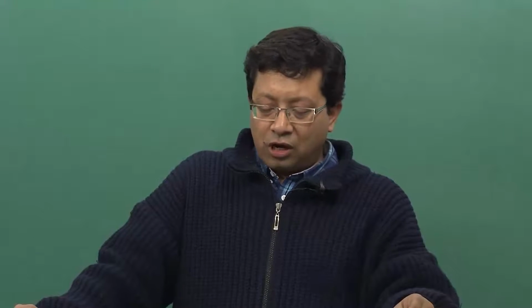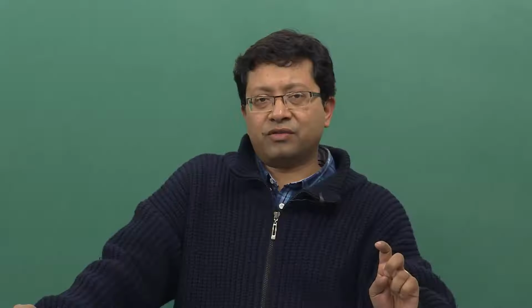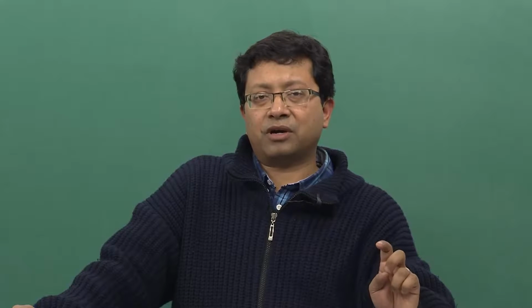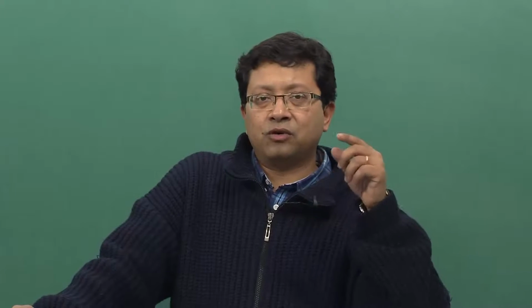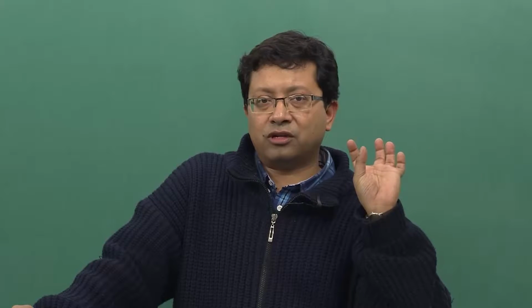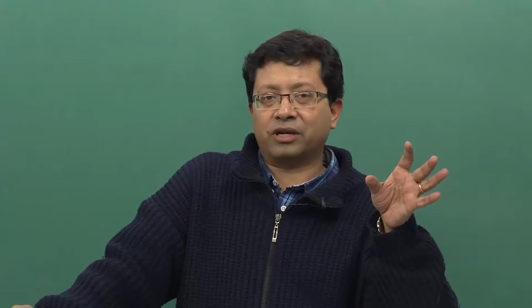It is important to note, however, some of the inherent disadvantages in the use of the GERT precedence diagram. I will come to the actual problem later on, but let me go into the concept in very general detail. First, GERT typically employs activity-on-arc formats. Activity on node and activity on arc may be one of the reasons why it is possible for us to consider the looping concept. If the looping concepts are not there, then converting jobs onto a node or onto an arc is very simple in the PERT or CPM concept.